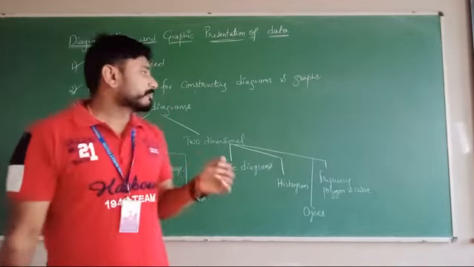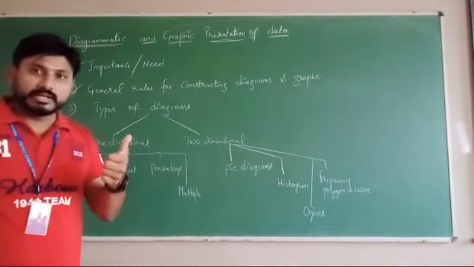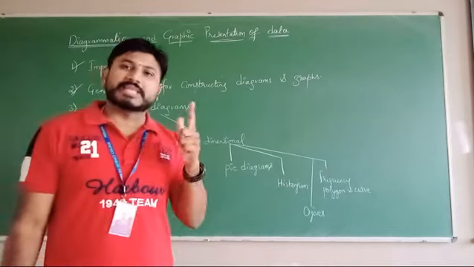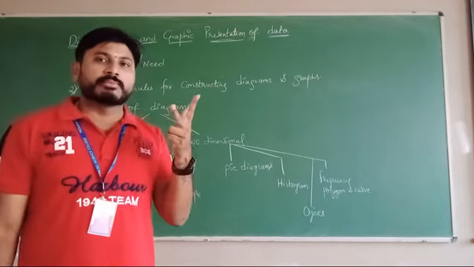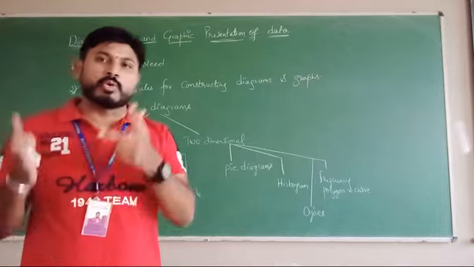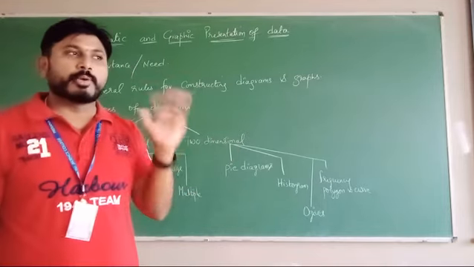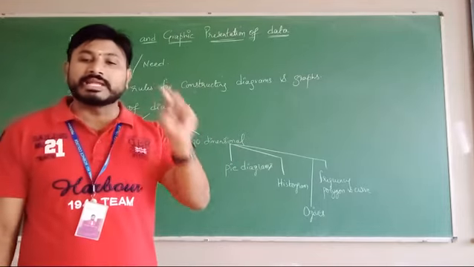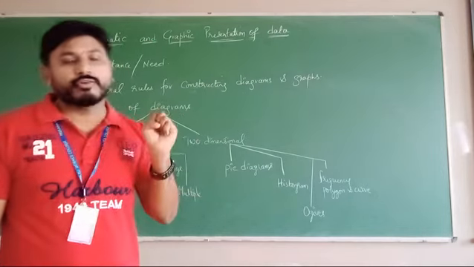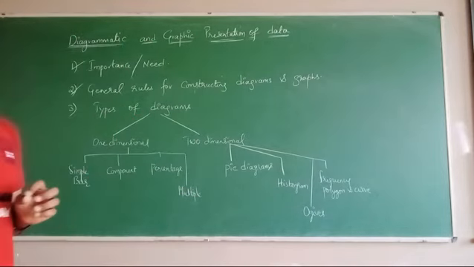Remember, point number one is a title. Point number two is that a proper scale has to be taken. Point number three is that it should not be overloaded with heavy information. Point number four is that the diagrammatical representation should be neat and attractive.